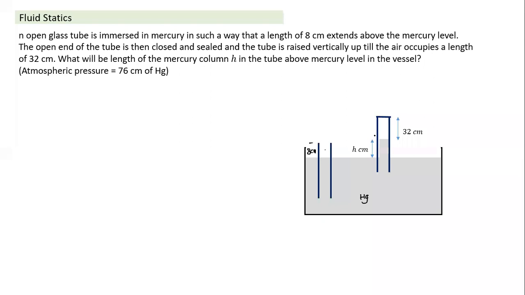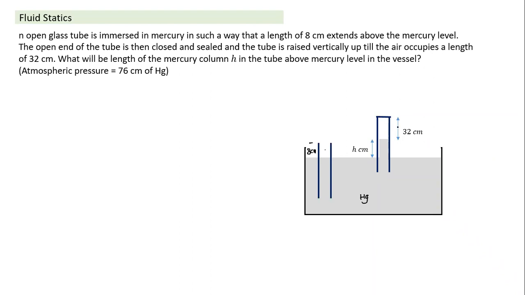Now, after sealing, this tube is pulled up in the mercury. We pull up with some force and raise it vertically until the air occupies a length of 32 centimeter. As we keep pulling up, why is the length occupied by air increasing? As we are pulling up, you'll see here that the pressure is decreasing.